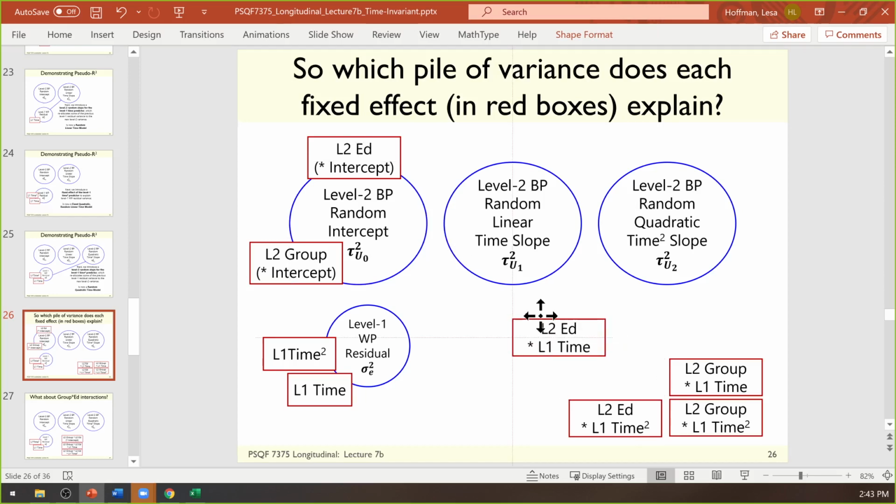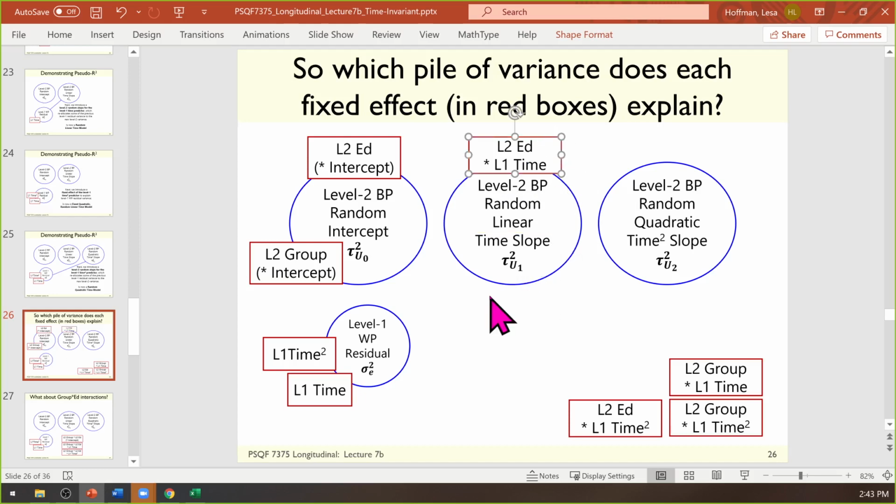How about this guy right here? Level 2 education by level 1 time. This is known as a cross-level interaction because it occurs between predictors measured at 2 different levels. Does it go over here? On my quadratic time slope, does it go over here? Oh, we got some ambivalence here. We got some no's and some yeses. So I'm guessing you think it could either go here or it could go here. The answer is that it does go right here.